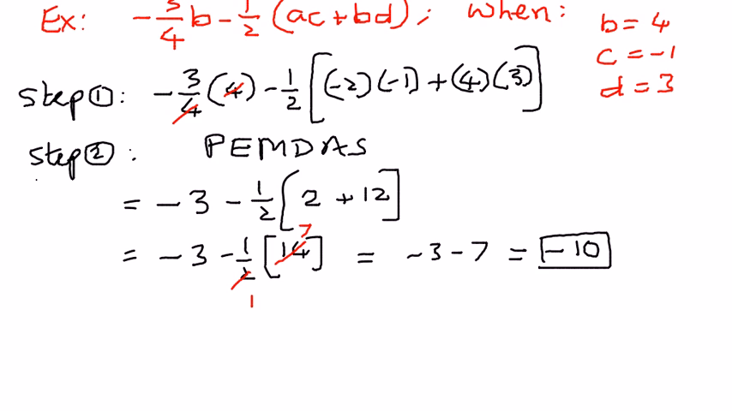So we had an algebraic expression. We were given the values of the variables. When we substituted it into the given expression and then used this order of operations procedure, we were able to come up with a number value, and the number value for this particular problem is negative 10. Let's look at another example.